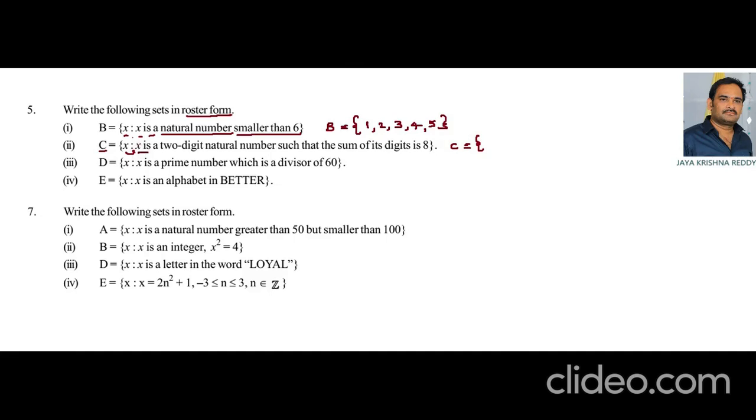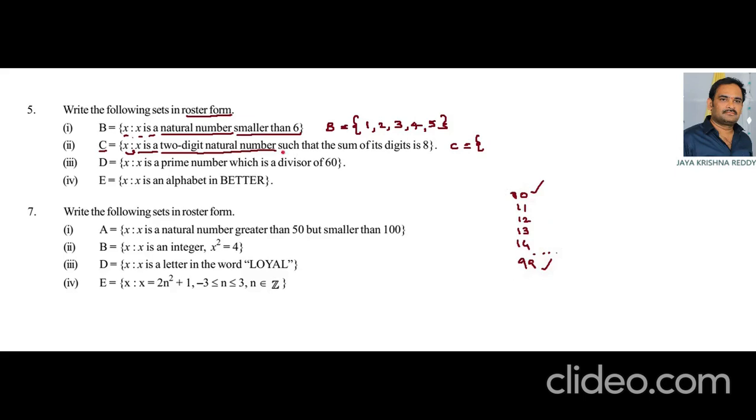X such that X is a 2-digit natural number. 2-digit natural numbers means 2-digit numbers start from 10, like 10, 11, 12, 13, 14 and so on up to 99. Okay, 2-digit numbers start from 10 up to 99. But you should not write all these numbers.